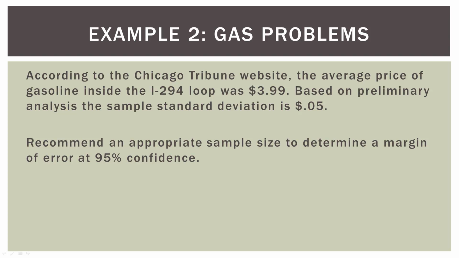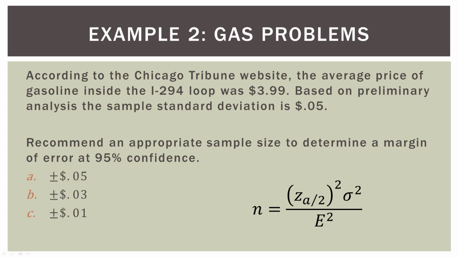We wanted to determine an average price with some confidence. So recommend an appropriate sample size to determine a margin of error at 95% confidence. We're going to look at plus or minus 5 cents, plus or minus 3 cents, and plus or minus 1 cent. So again, we're going to be talking about sample size in this problem.